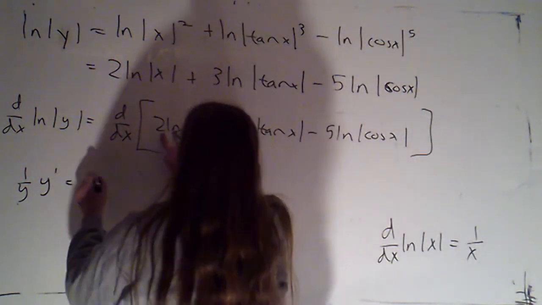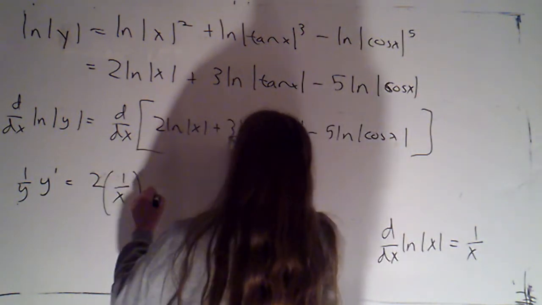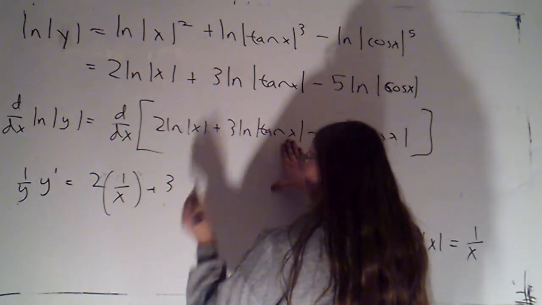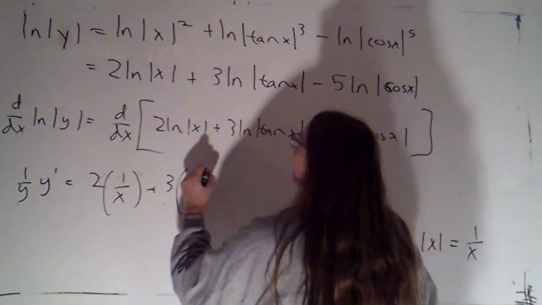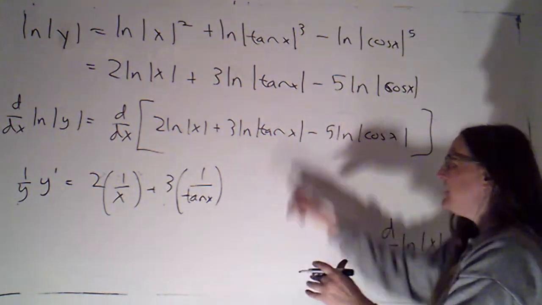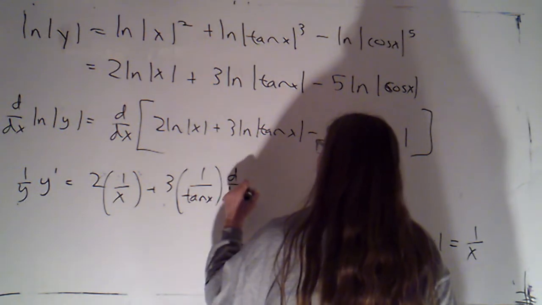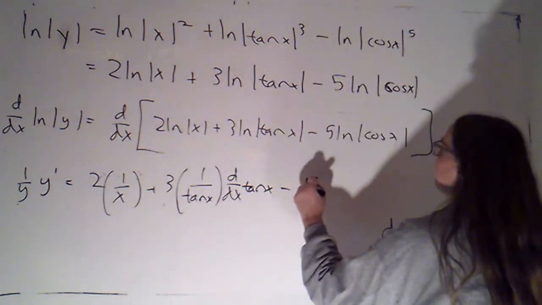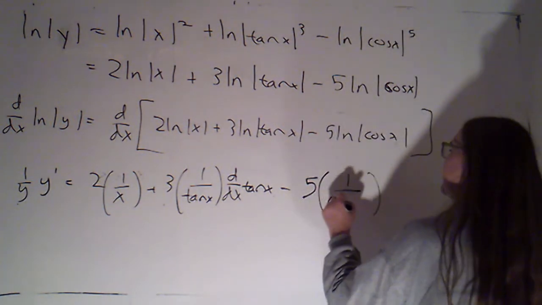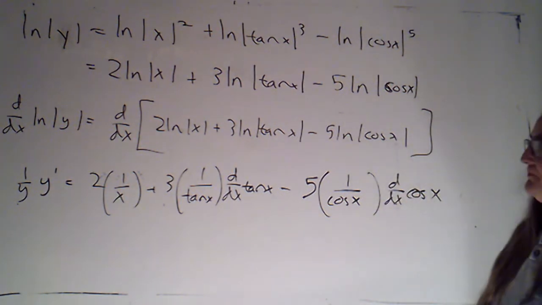This is going to equal 2 times the derivative of the natural log of x, which is 1 over x, plus 3 times the derivative of the natural log of the absolute value of tan x, which is 1 over tan x. That takes care of the log and the absolute value. Chain rule, because the inside part is tangent, we multiply by the derivative of tangent. Minus 5, the derivative of the natural log of the absolute value of cosine is the reciprocal of cosine. Chain rule times the derivative of cosine.